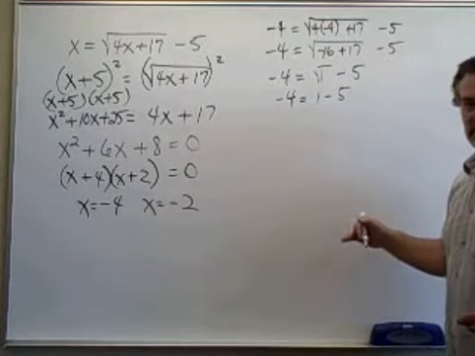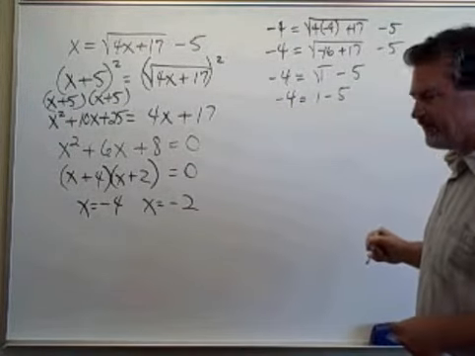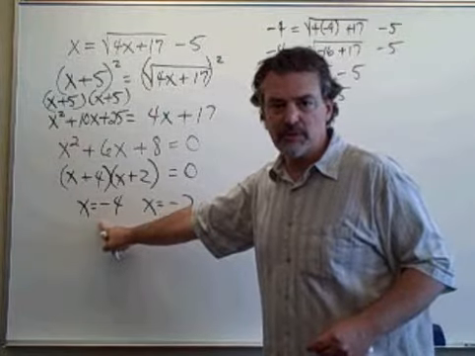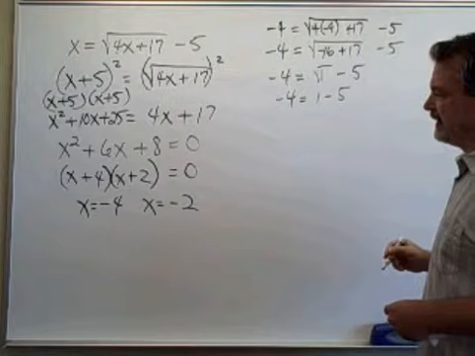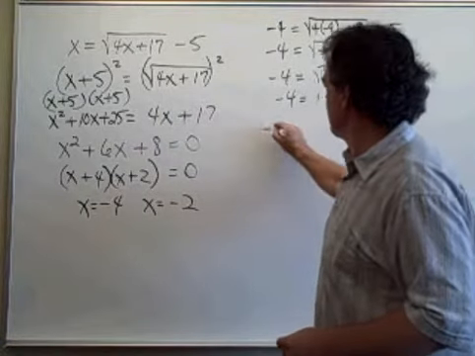And indeed, that's true, isn't it? Negative 4 equals 1 minus 5. So that solution was good. That solution is a valid solution. It's not an extraneous solution. Now let's try negative 2.